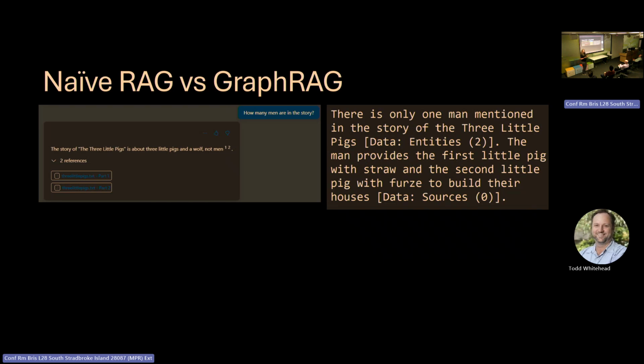I found this interesting for things like court transcripts, police reports, anything that involves people and events. Having that extra relationship information can really enhance the way that you query it.